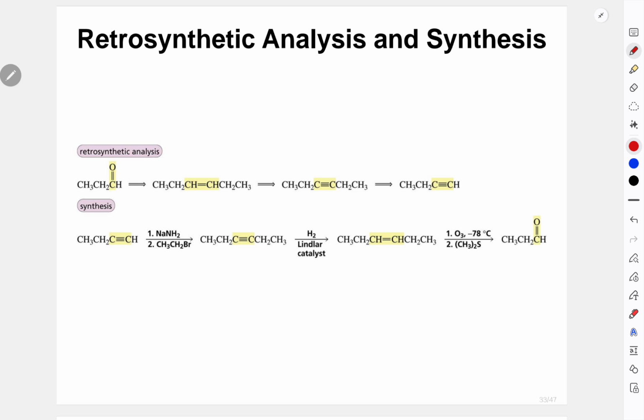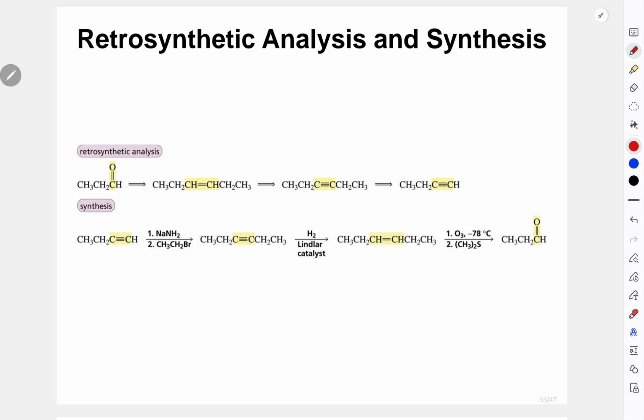Okay, maybe you can think about this. The target product is this aldehyde, and starting from this, how can you make this? That was the original question. And then again, you can do the retrosynthetic analysis, which means you should go in the reverse direction one by one. So starting from the final product, you can imagine the step just before.